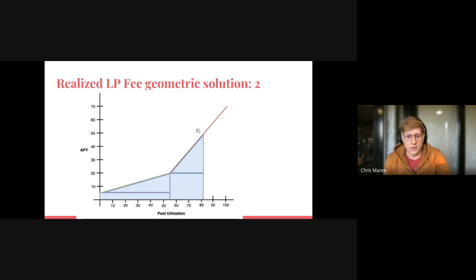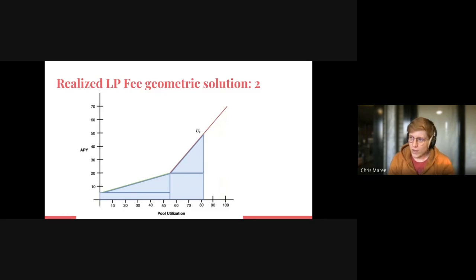Basically, we can split this up into some triangles and some rectangles, and then calculate the area at UT, then calculate it at UT hat, and subtract UT from UT hat, and you get the area between UT and UT hat. So that's basically how the bots calculate the actual fee that's going to be charged.